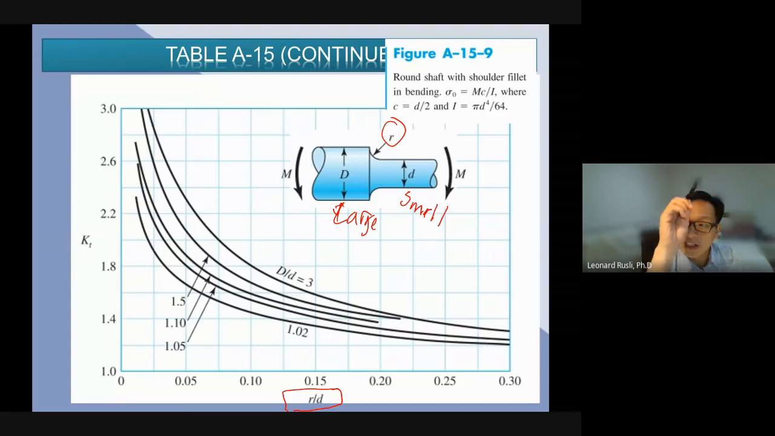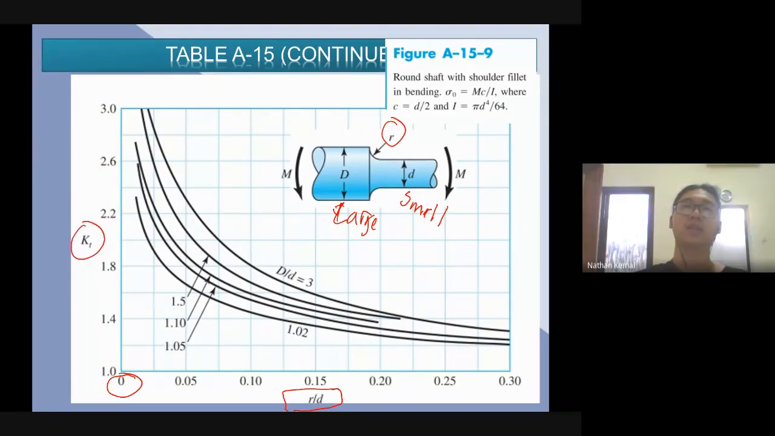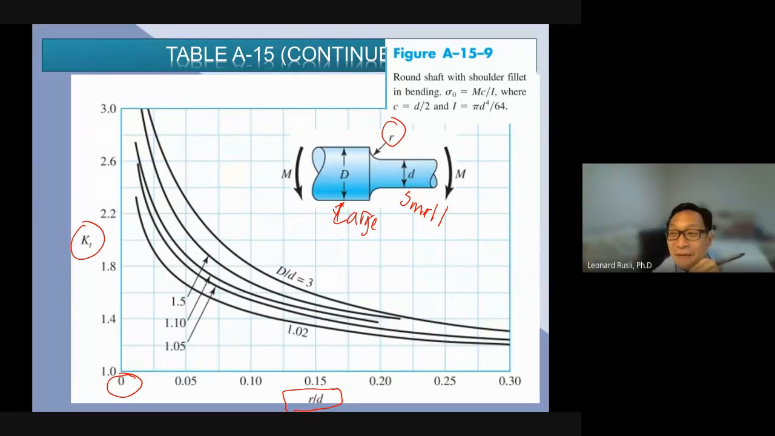Kalau dia sharp corner, perfectly sharp corner, itu berapa radiusnya? 0, Pak. 0, ya. So what happens when the radius is 0? What is the KT? KT-nya ya tinggi banget, Pak. Tinggi banget ya, infinity. I mean, maybe like 10 times.